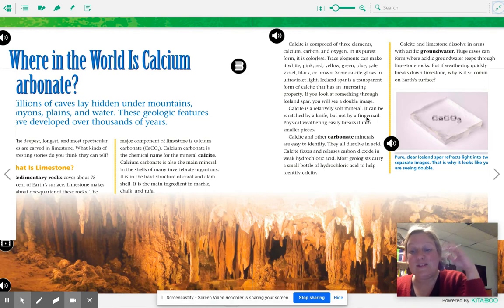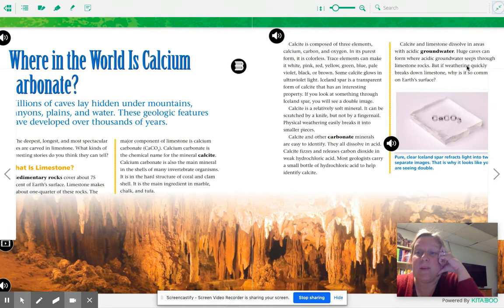We would be doing this in school. I'm so sad because we would have chemistry involved in Earth history right now. Again, think about in chemistry, when did we talk about limestone formation? Calcite and limestone dissolve in areas with acidic groundwater.